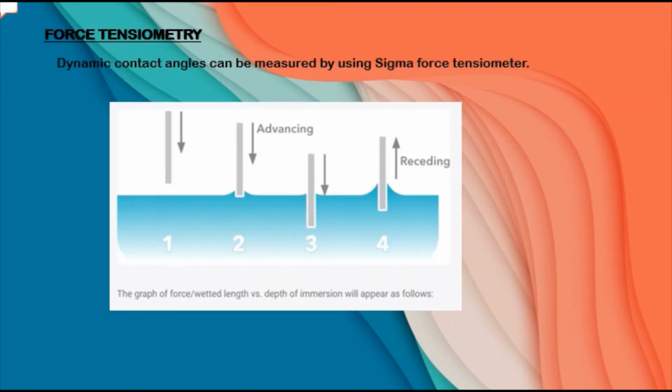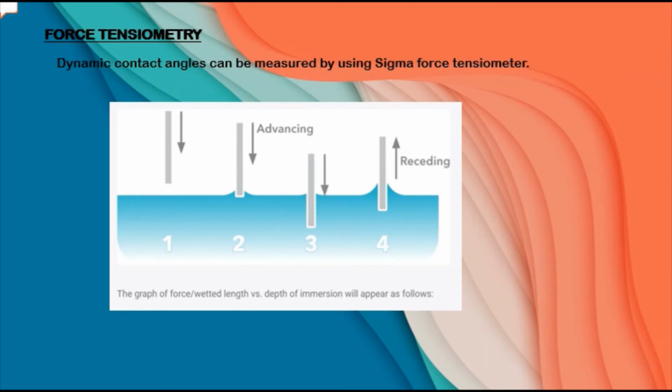For the next slide, we will tackle force tensiometry. Dynamic contact angles can be measured by using a Sigma force tensiometer. A force tensiometer measures the mass affecting the balance when a sample of a solid is brought in contact with a test liquid. The contact angle can then be calculated by using the equation below when the surface tension of the liquid and the perimeter of the sample are known.